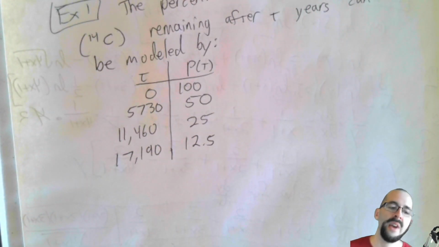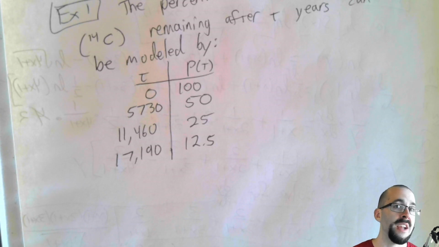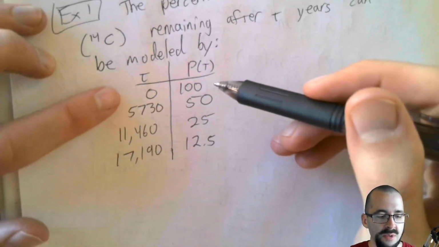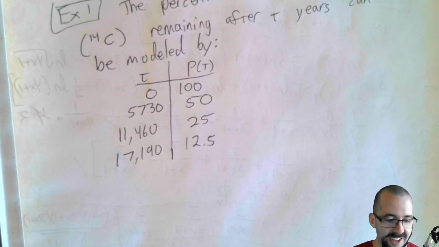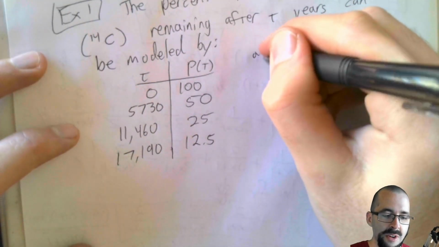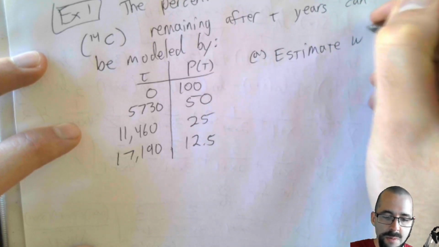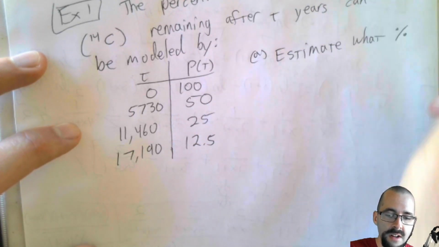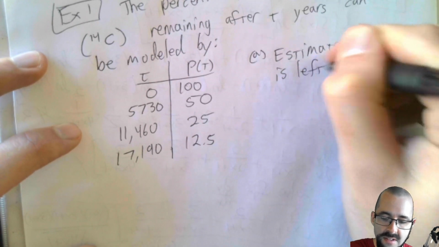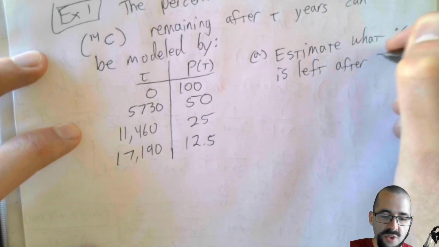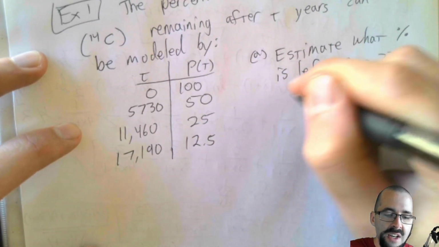Okay, it's radioactive decay. It's decaying at a constant rate. And specific notice, right? Well, I'm not going to tell you what to notice yet, because we're going to do part A. Estimate what percent is left after a total of 22,920 years.